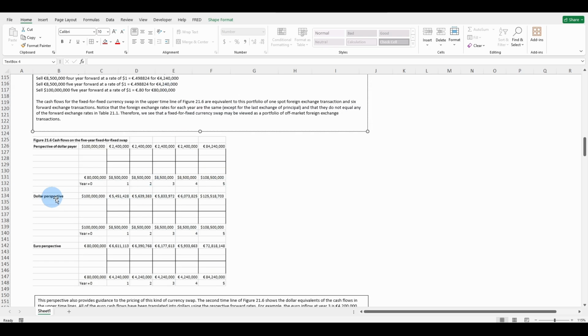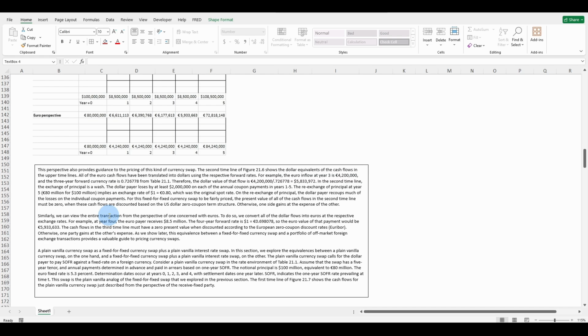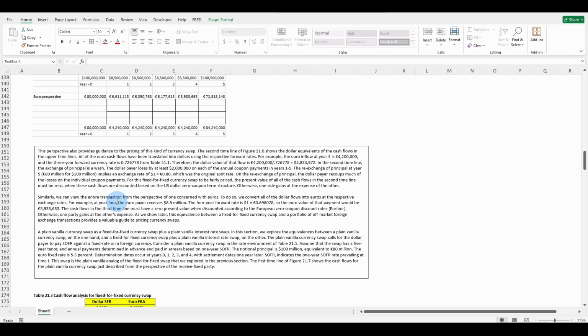Here we have the cash flows recognized up here. And then we're going to have the dollar perspective at 8.5 million. Then we're going to look at the euro perspective. This perspective also provides guidance to the pricing of this kind of currency swap. The second timeline of figure 21.6 shows the dollar equivalents of the cash flows in the upper timelines. All of the euro cash flows have been translated into dollars using their respective forward rates.